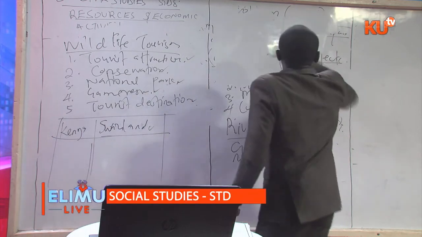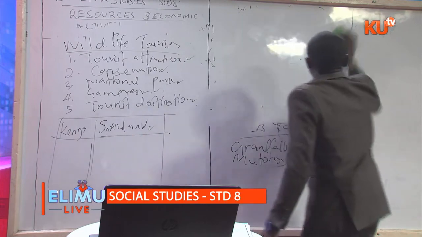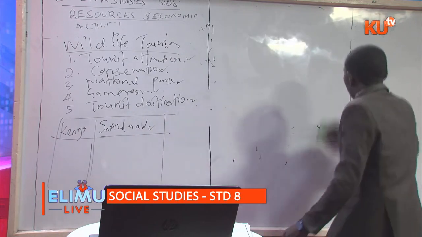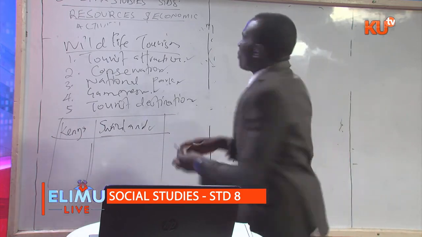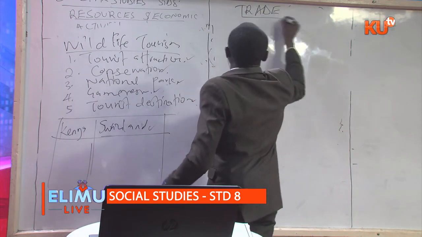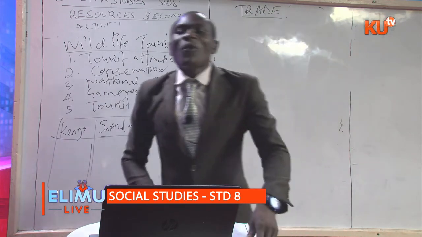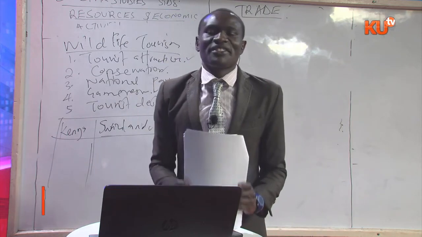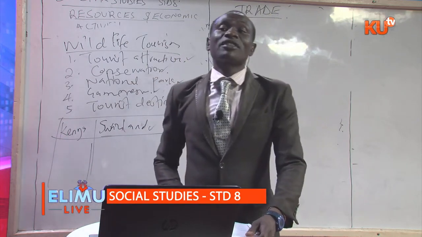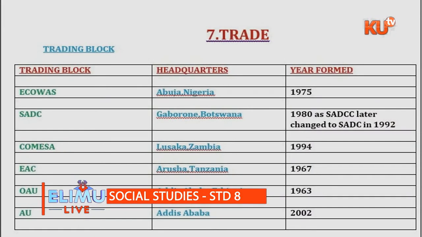As we are still waiting to look at that, another area that is most commonly examined is trade. Now, what is trade? It is the exchange of goods. And the question that is most commonly asked is about the exchange of goods and services. Now, on trade, you should know the trading blocks. You can see them on the screen.